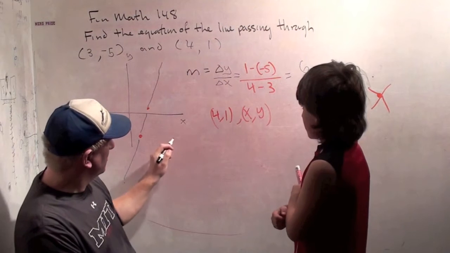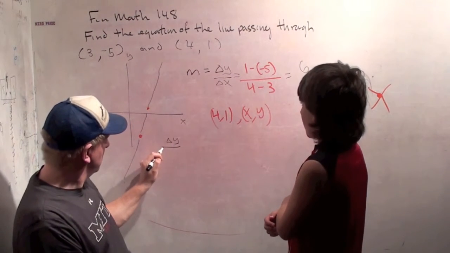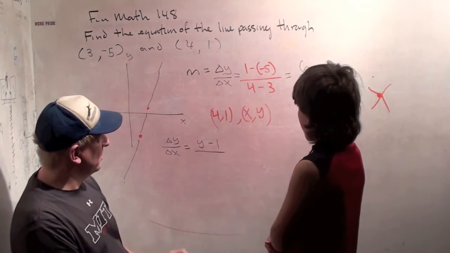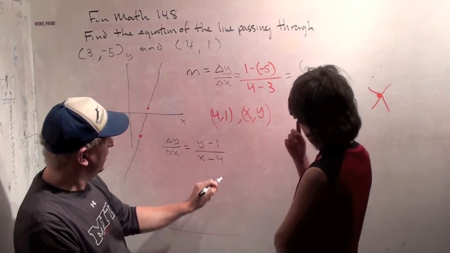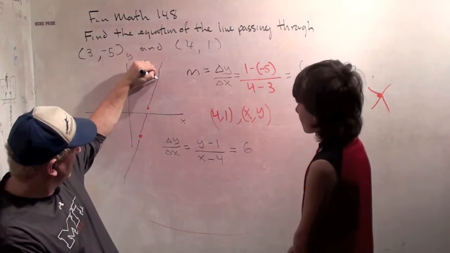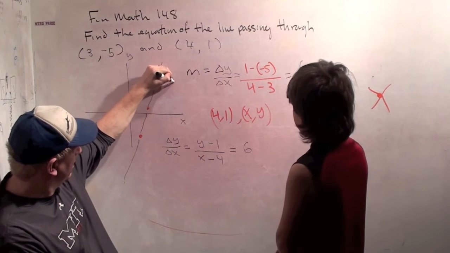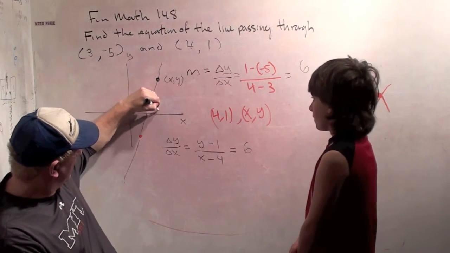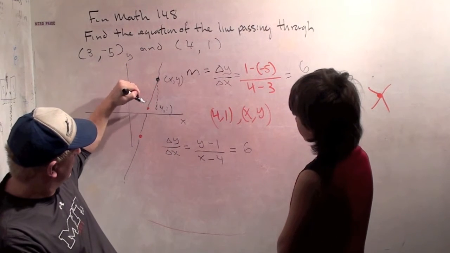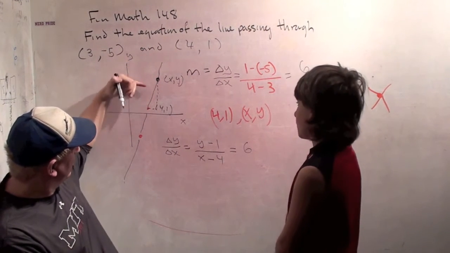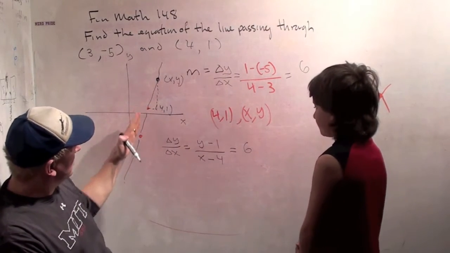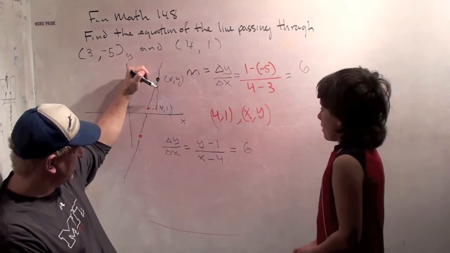Okay, so what is the change in y? It's y minus 1. Over x minus 4. Equals 6. And all we're doing here, geometrically, is saying, okay, here's another point on this line. We'll just call it (x, y). And here's my point (4, 1). And I know that the change in y divided by the change in x, so (y minus 1) over (x minus 4), has to be 6. The slope connecting this point to this point has to be 6.